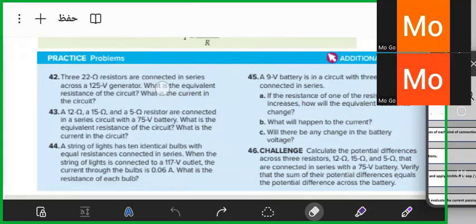So here also another thing, a string of lights that has 10 identical bulbs with equal resistance connected in series. Here the voltage V equals 9 volt. A battery is in a circuit with 3 resistors, connected in series.